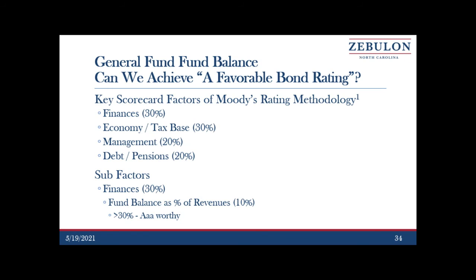Most of them are 5 to 10. They're either 5 or 10% per each of those 13 categories. Of the finance subfactor, 10% of that 30 is made up of fund balance as a percentage of operating revenues. To get a AAA worthy score, you have to have greater than 30%.